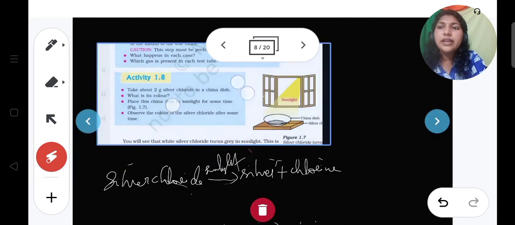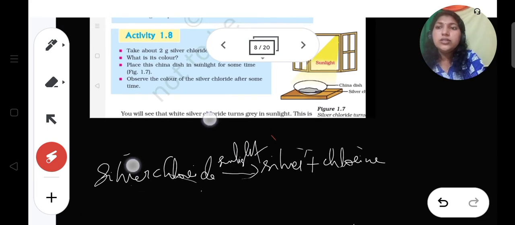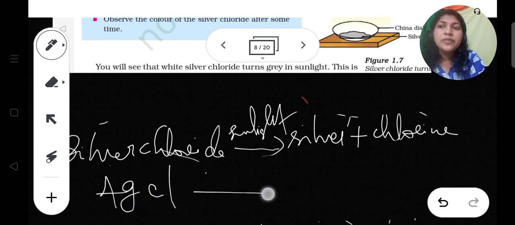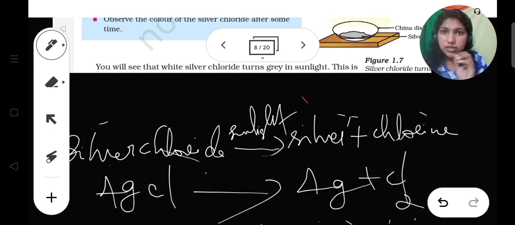Okay, we can write this equation: silver chloride decomposes to form silver plus chlorine. What is the chemical formula of silver chloride? That is AgCl. Okay, right? It decomposes to form Ag plus Cl2, right? Cl2.